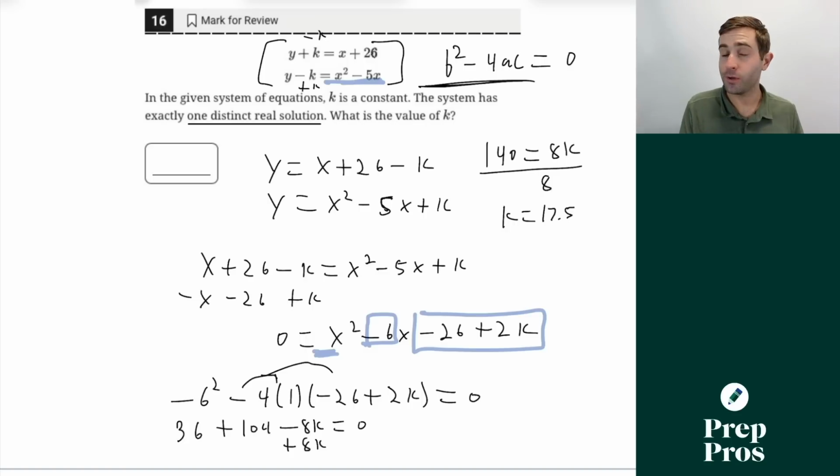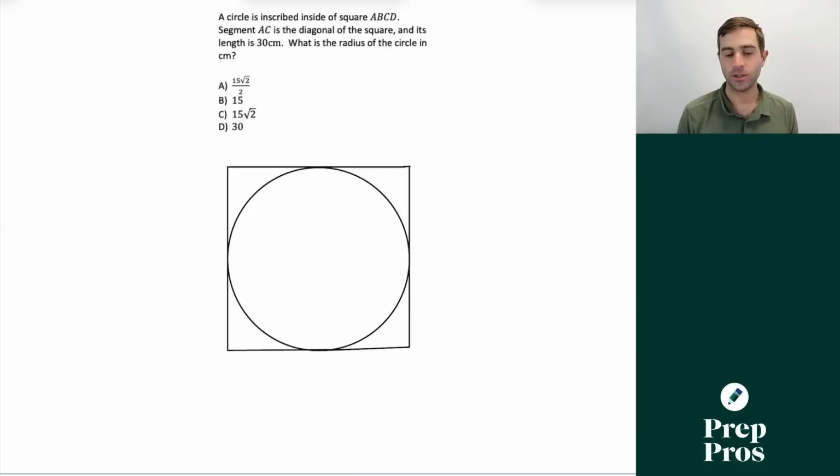Now, two other conditions you can see with these discriminant rules that we want to be aware of. If you see more than one solution, that means b squared minus 4ac is greater than 0. And if you see no real solutions, that means you're going to set your b squared minus 4ac is less than 0. Now, the next sort of thing you're going to see is some sort of inscribed shape question.